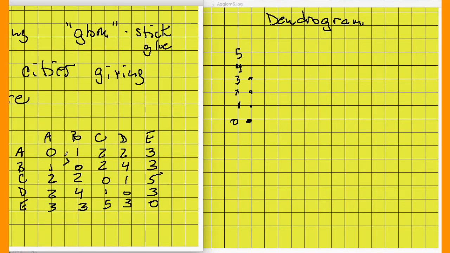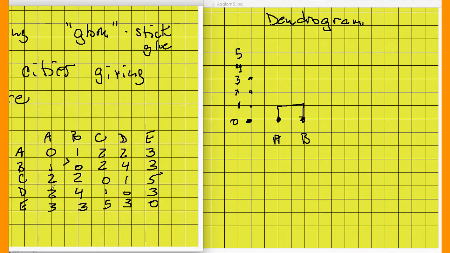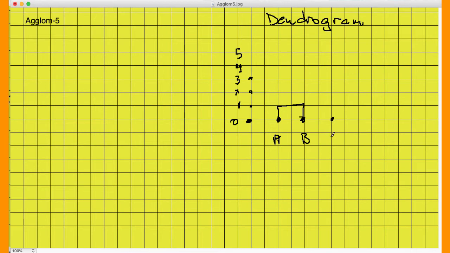I notice a couple of things. I notice that A and B are 1 apart from each other. So I'm going to call that A and that B, and I'm going to cluster them, put them together. They're 1 apart. And then likewise, I notice over here that C and D are each 1 apart. So here is C, and here is D, and they are also 1 apart.